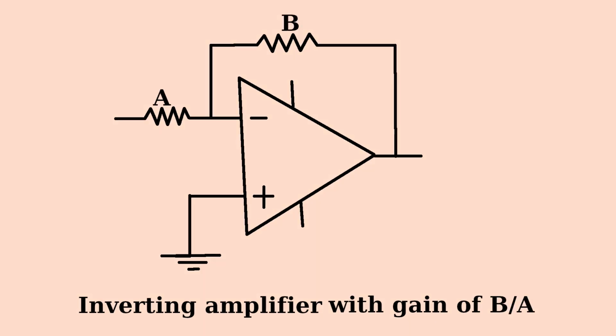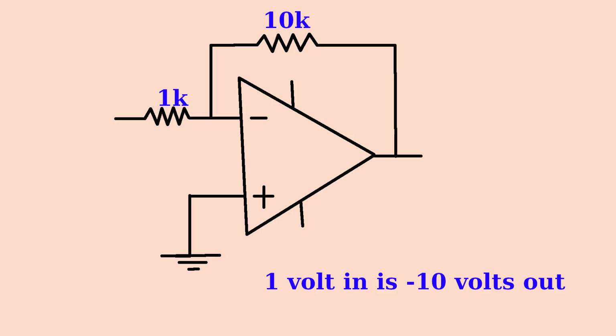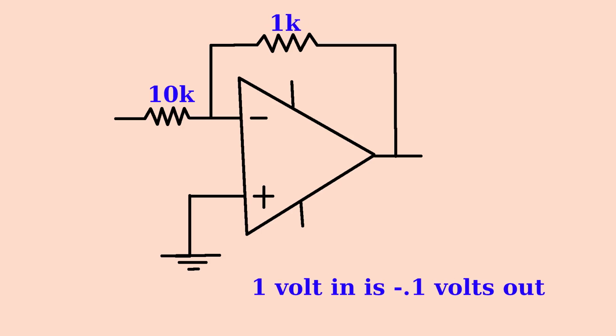Here again is an op-amp with input and feedback resistors on the inverting input. If the feedback resistor is 10 times the input resistor, with 1 volt on the input, the output would stop at negative 10 volts. If the feedback resistor is 1/10 the input resistor, with 1 volt on the input, the output would stop at negative 1/10 volt.